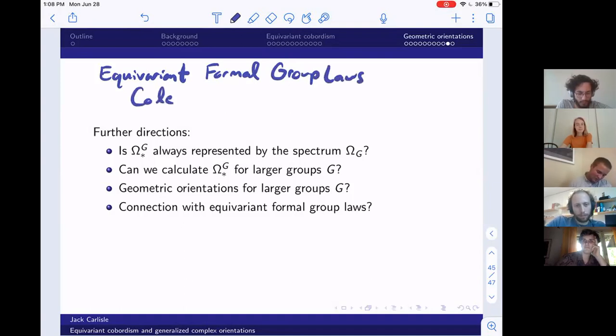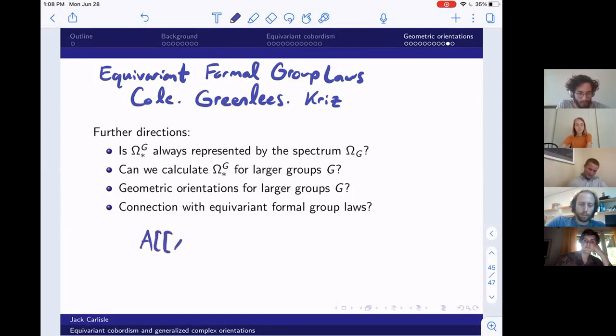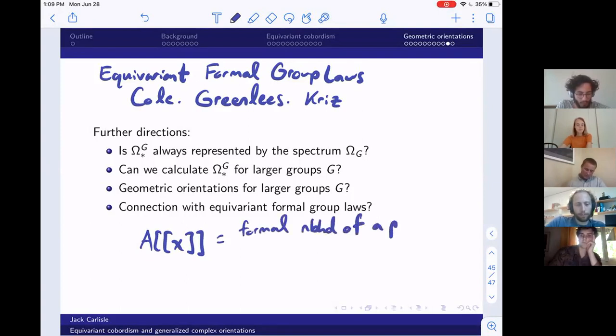by Cole, Greenlees, and Kriz. But I can give a brief description. So the idea is that in the non-equivariant world, formal group laws look like this, right? They're power series rings in a variable X. And so this thing is like the ring of functions on the formal neighborhood of a point.